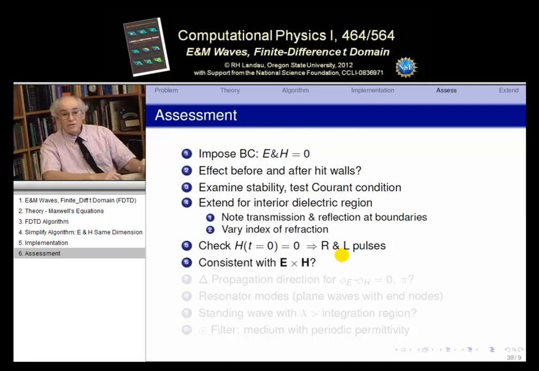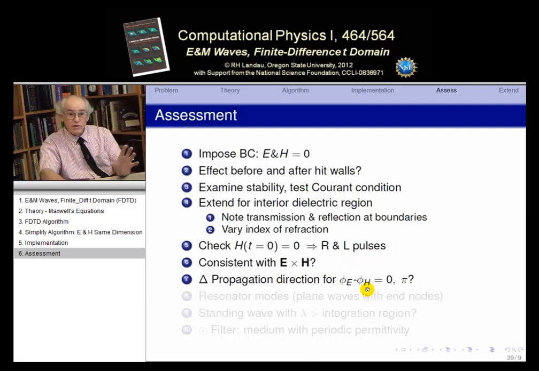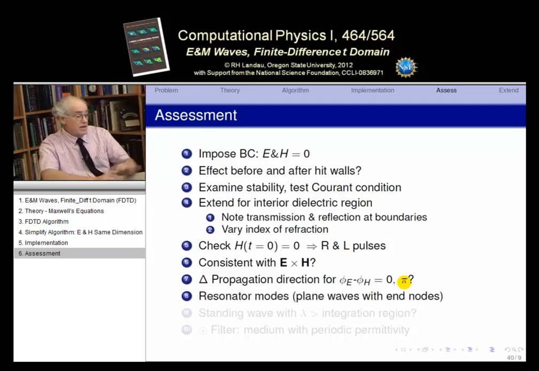Look at the answer. Is this all consistent with E cross H giving you the direction of power flow throughout? Finally, see if you can change the propagation direction. Okay? So the phase of the initial electric and magnetic fields determine what direction the wave propagates in. Try phase differences of 0 and pi. See if that changes the propagation direction. Okay? You have a simulation. Play with it. Use it as an experiment.